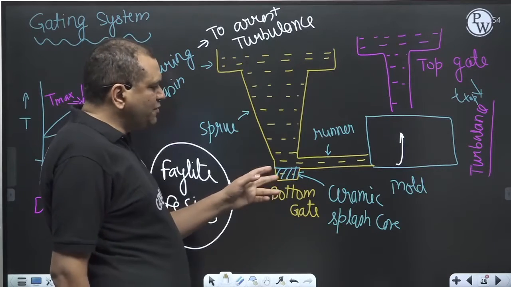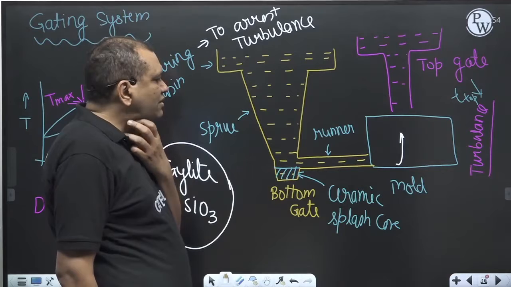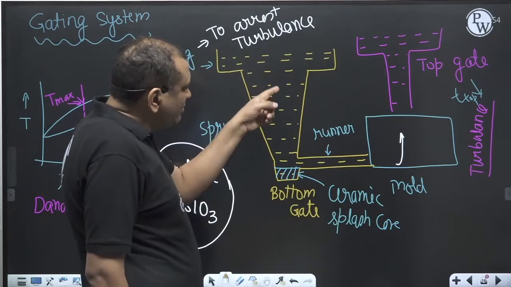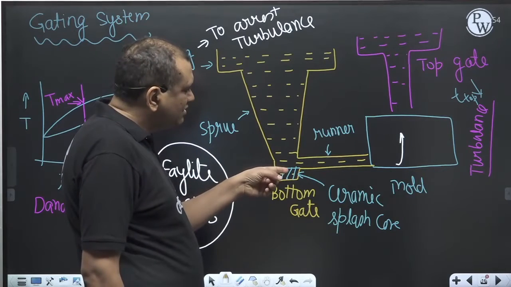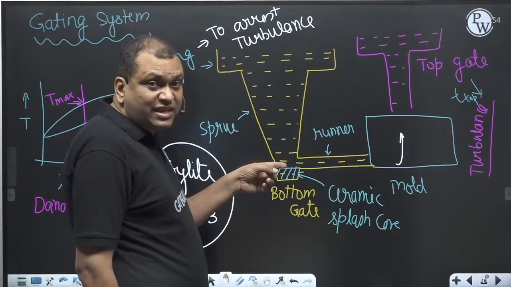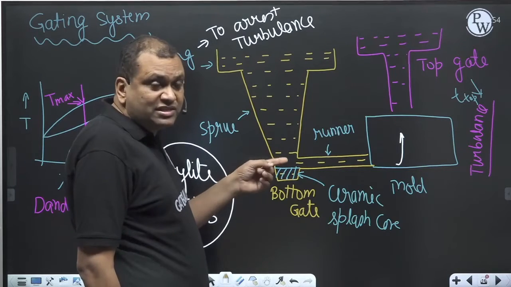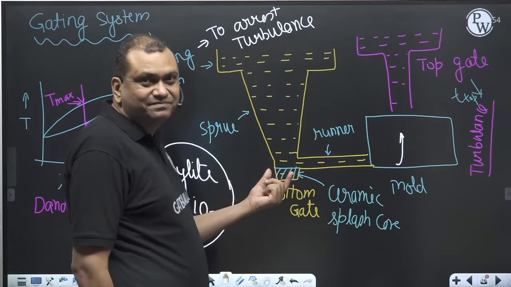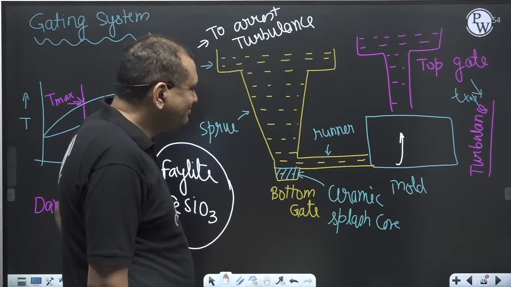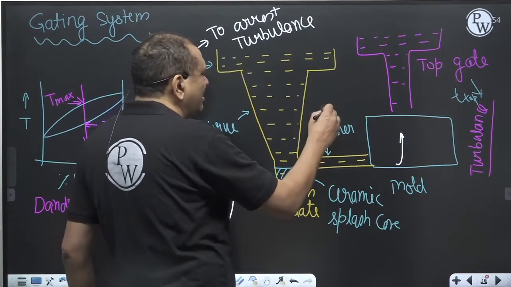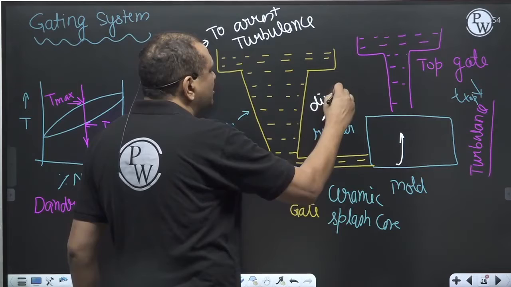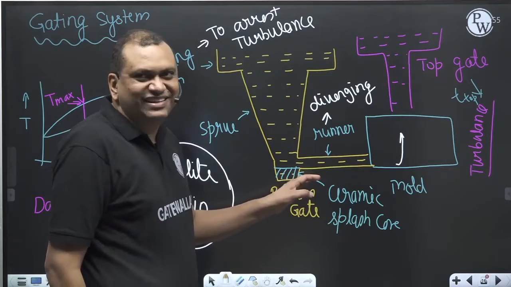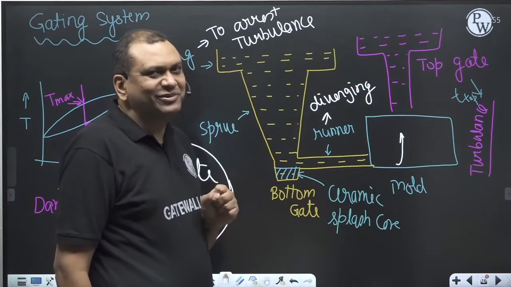And at the bottom of sprue, I provide ceramic splash core. The reason is, when the liquid metal is hitting the bottom part, again, it may erode the sand. So what we do, we keep the ceramic splash core at the bottom. This horizontal runner will have a diverging cross section. Why? I will tell you.